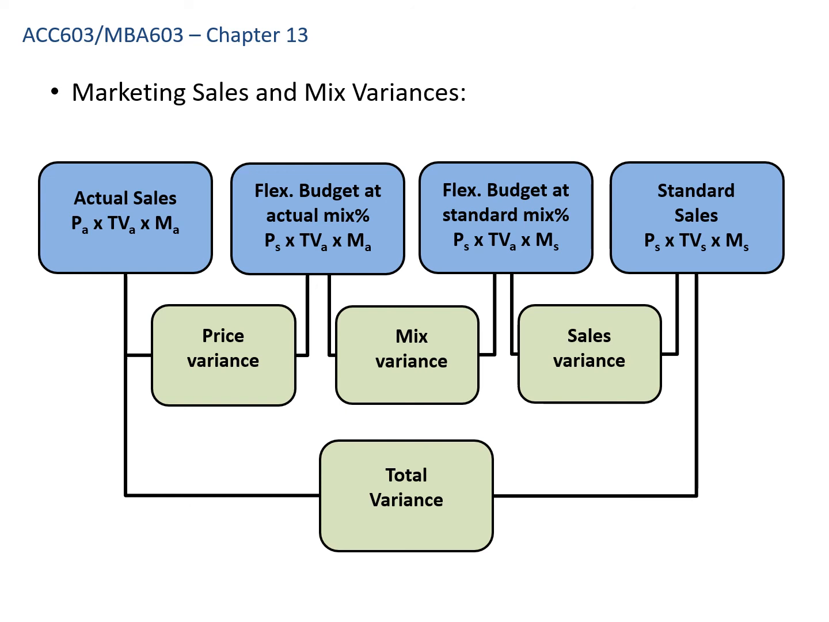And now you can see I've added some goalposts in the middle there to look at the actual mix that occurred. So maybe 25% of one product, 25% of another, and the other product was 50%, that kind of figures. And then I can look at what I believed it was going to be, what the standard mix should have been. And then in the far end, that's my budget. That's what I anticipated happening in terms of prices, in terms of total volume, and in terms of mix percentage.